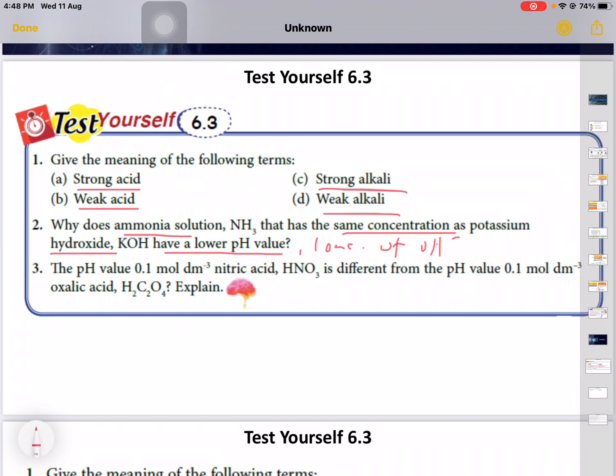Okay, question number 3. The pH value of 0.1 mole per dm³ nitric acid is different from the pH value of oxalic acid. Explain. So, firstly, you should know what type of acid each is. Nitric acid is a strong acid. Oxalic acid is a weak acid. And also, you should know how to relate the concentration of the hydrogen ion with the strength of the acid. Then you should know the answer. For example, for this type of question, the marks provided are 4 marks. It also goes for question number 2.